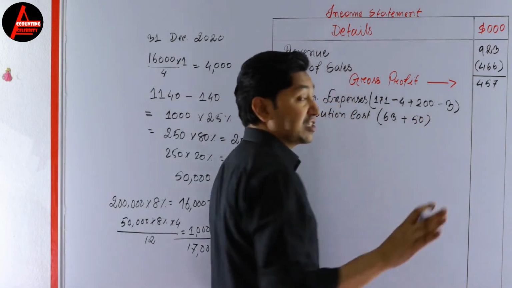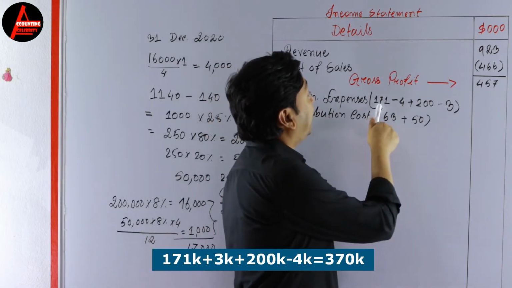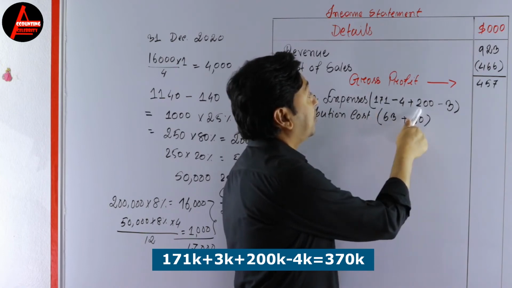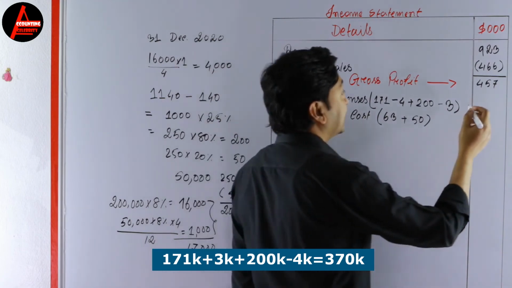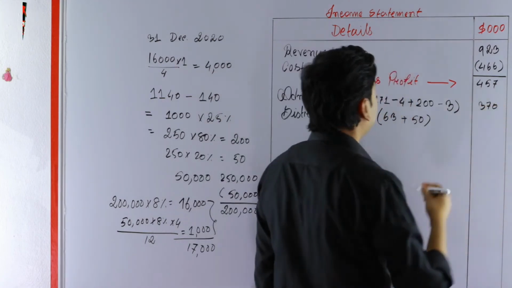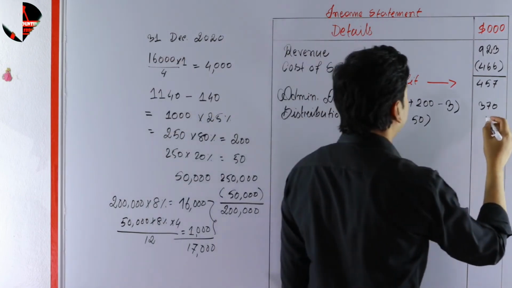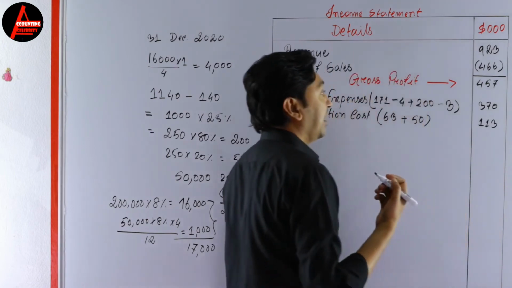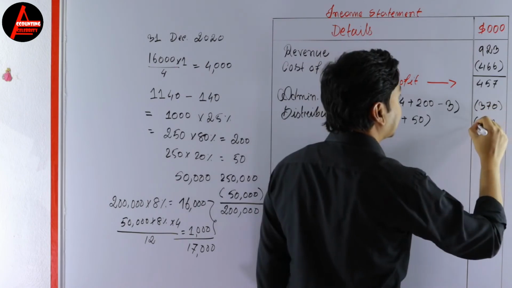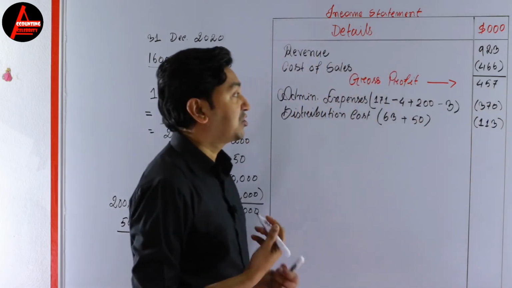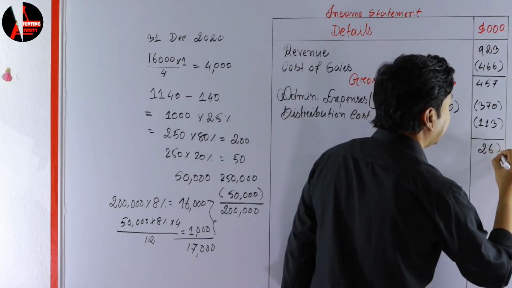So we have no more adjustments. We finished all of our adjustments here. Now if we add this $171,000 and $20,000, then we minus 4 and 3, what do we get? Here we get $370,000. Then if we add 63 and 50, we get $113,000. Now what to do? Now we have to subtract both of these amounts from this gross profit. If we subtract, what do we get? 26. But it is a negative figure.